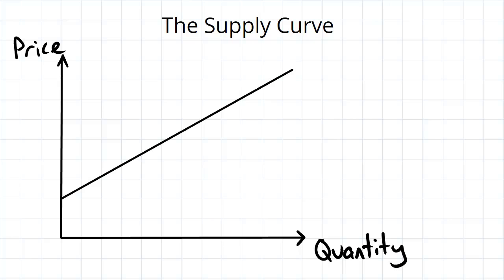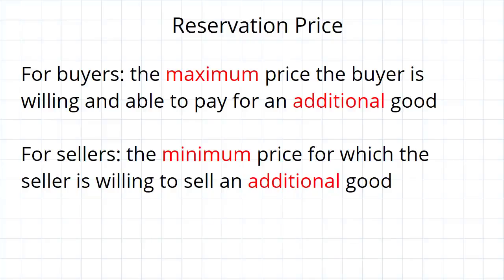And to do that, we need to have a look at what's called the reservation price. So there's a reservation price for buyers, which is the maximum price that they're willing to pay to get an extra good. And for sellers, it's the minimum price for which they're willing to sell an additional good. So if the price goes any lower, they are not willing to sell any more.